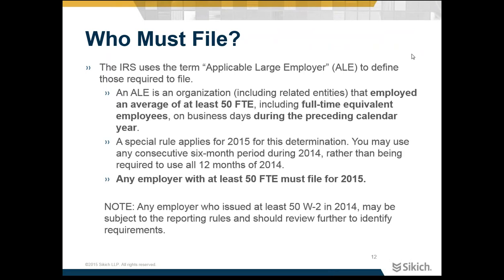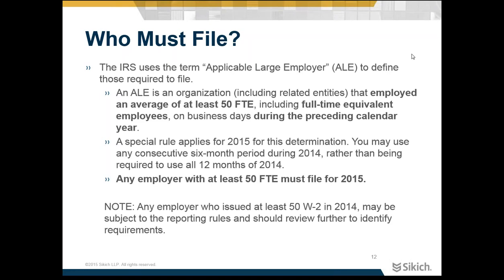So an applicable large employer is an organization, which includes related entities, that employed on average at least 50 FTEs, which includes your full-time equivalent employees, on business days during the preceding calendar year. So it's a look-back calculation. You're going to go back into 2014 to figure out what your average full-time employee count was, looking at a specific period of time. We'll have an example here in a couple moments.